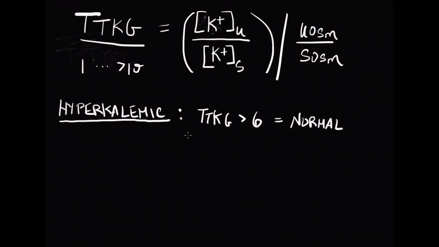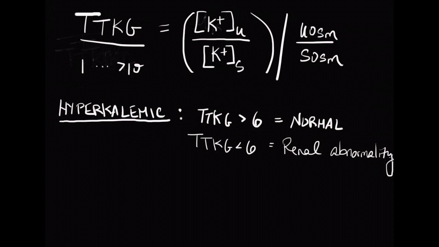But say you get a TTKG that's less than 6. Now you know that there's something wrong in the kidney. There's a renal abnormality that's not allowing the kidney to excrete potassium effectively. And what that problem is, you don't know yet, but at least you know that your focus has to be on the kidney itself. Now you may have heard in your studies and on the wards that the TTKG is useful in determining if aldosterone activity is present or absent in a patient who's hyperkalemic.